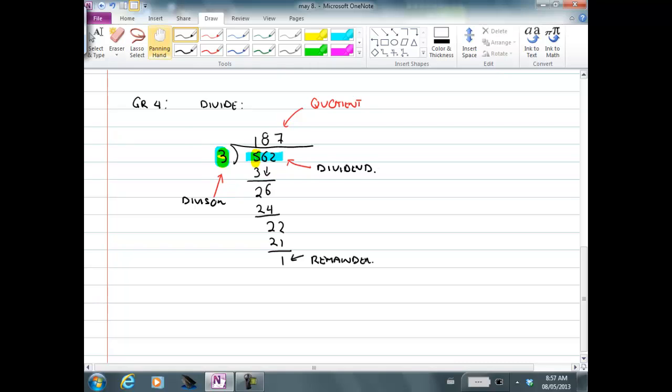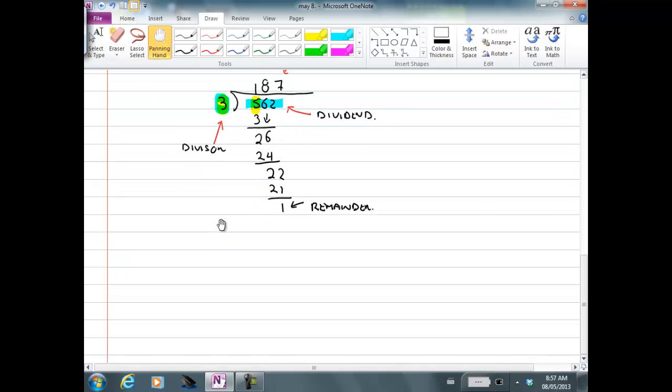I can rewrite this. Watch how I'm going to rewrite this. I can write it as 562 equals 3 times 187 plus 1. You will need to learn how to write in that format, because if I multiply these together and add 1, I get 562. This is easy. That's grade 4.